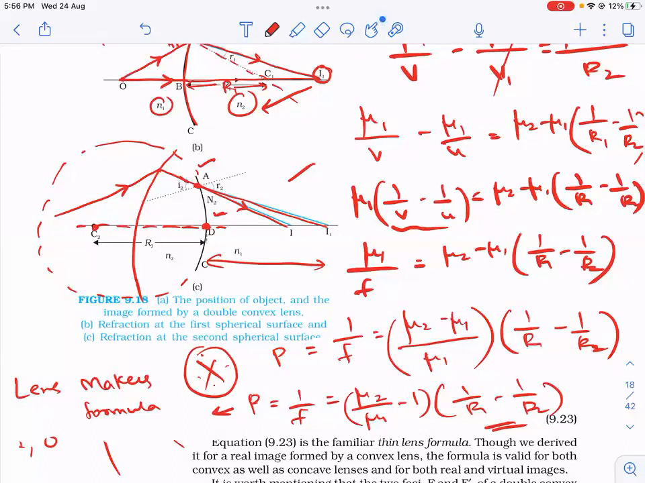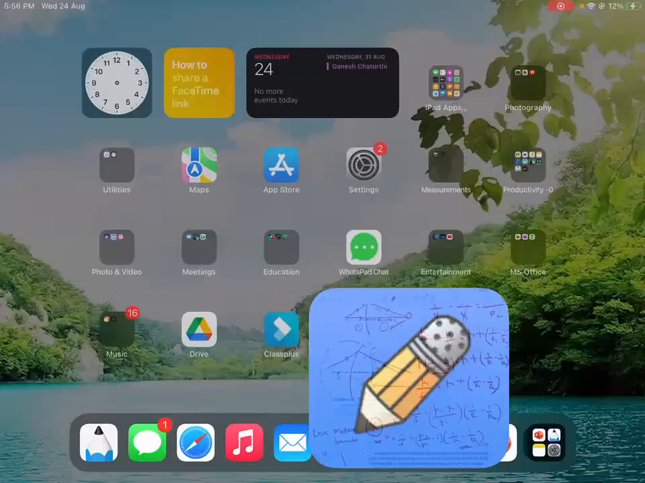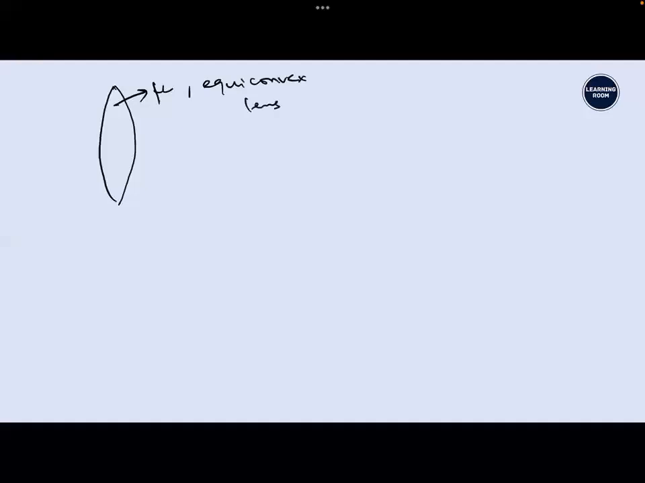Okay. See, let's see the application part of it. Suppose I have a biconvex lens like this, and the refractive index of this material is mu, and I'm saying it is an equiconvex lens. What do I mean by equiconvex?